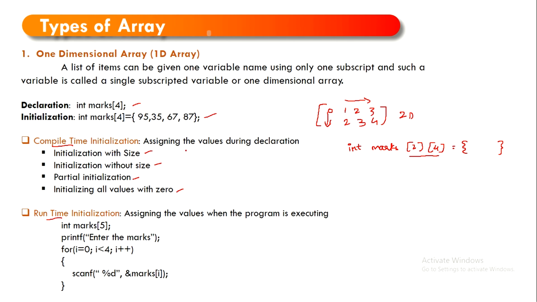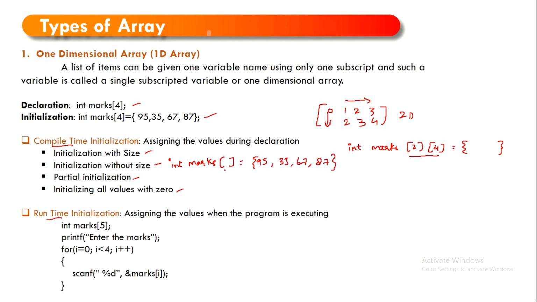Initialization with size means we are specifying the size of this array. Suppose here you can see we have specified that this array will hold only 4 integer values. So this is initialization with size. Now, without size is the same array, but if I leave it blank here and then initialize the values as they are.